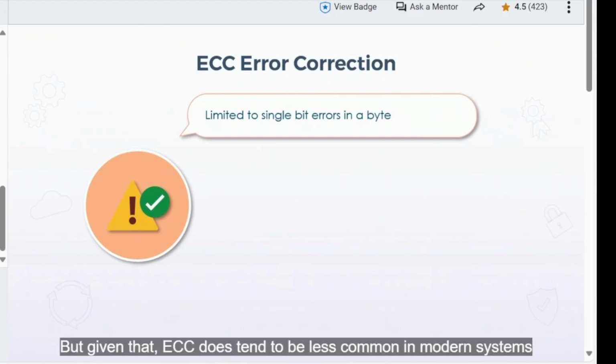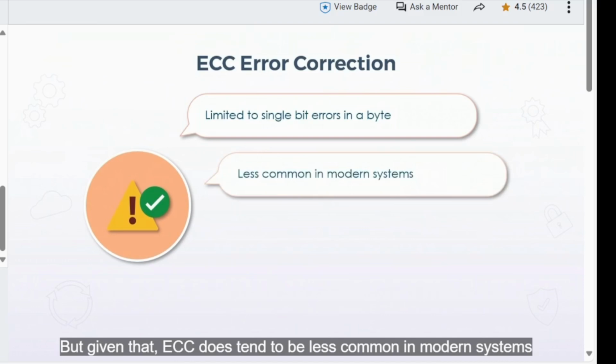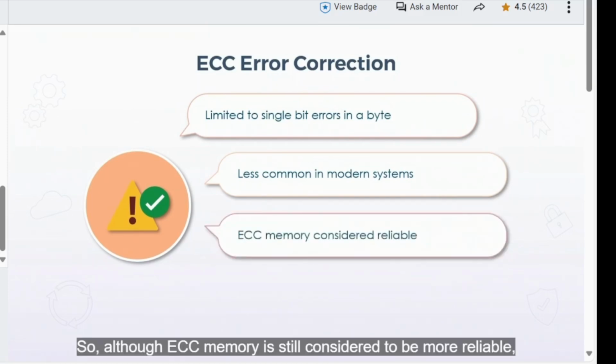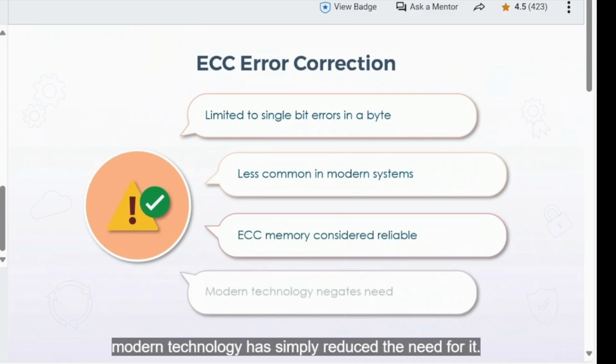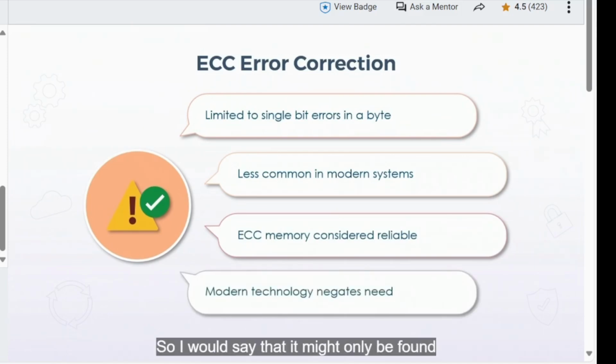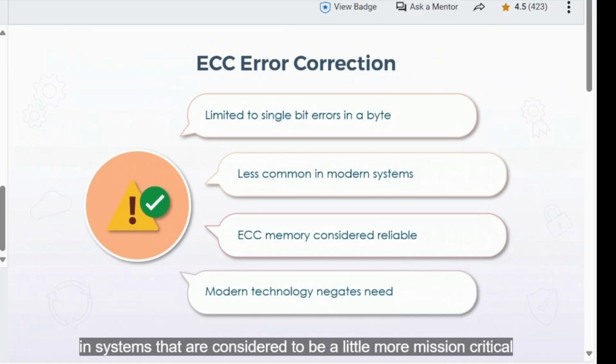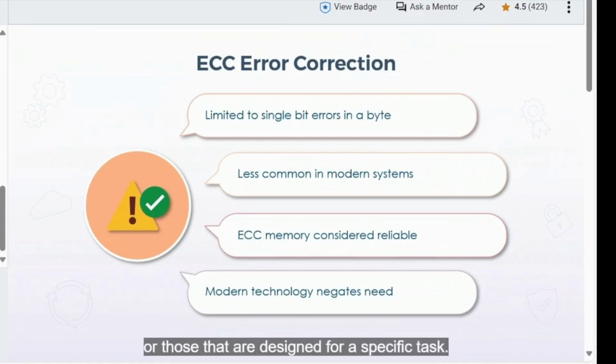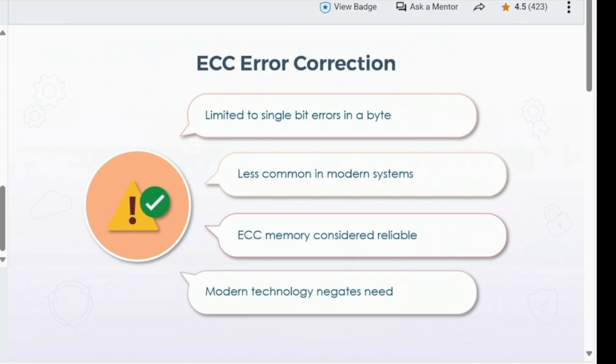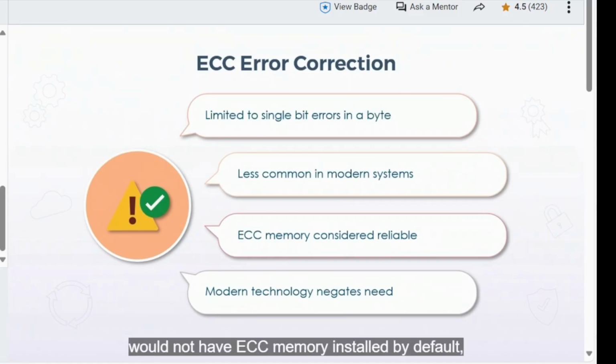But given that, ECC does tend to be less common in modern systems simply because the reliability of the hardware itself has increased, as have other methods of implementing data integrity checks, such as improvements to the protocols for writing and reading data. So although ECC memory is still considered to be more reliable, modern technology has simply reduced the need for it. So I would say that it might only be found in systems that are considered to be a little more mission critical, or those that are designed for a specific task. Most standard systems, for lack of a better word, would not have ECC memory installed by default, although just about any system could have it installed.